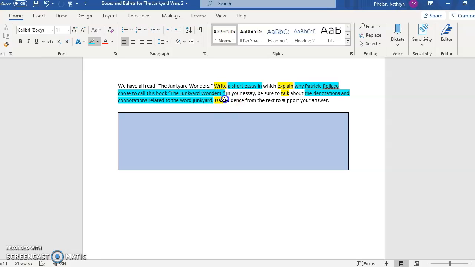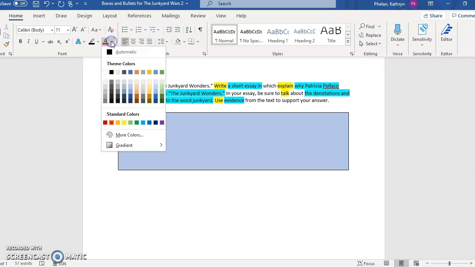And I need to make sure to use evidence. I have a pretty good understanding now of what I need to do. I need to write an essay. I need to explain why Patricia Polacco chose to call the book Junkyard Wonders. I need to make reference to the denotation and connotations of the word junkyard. Great. So I'm going to get in and start writing.